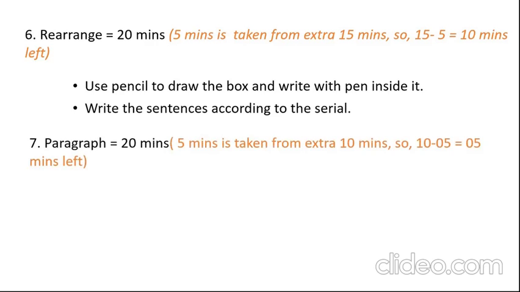Number 7, paragraph, 20 minutes. Here we also take extra 5 minutes. So 5 minutes is taken from the extra 10 minutes. So 10 minus 5 equals 5 minutes left. For number 6 and number 7, usually we have 15 minutes each. But as we have extra time in our hand, you will use 20 minutes for rearrange and 20 minutes for paragraph. And still we have 5 minutes left.